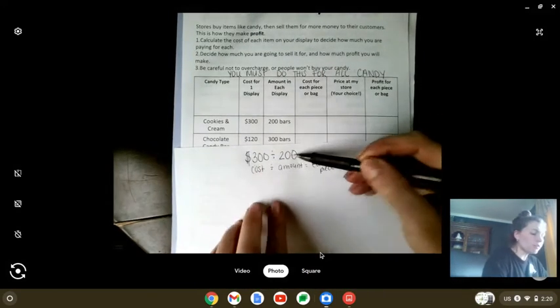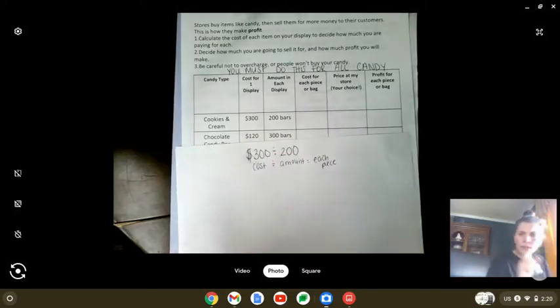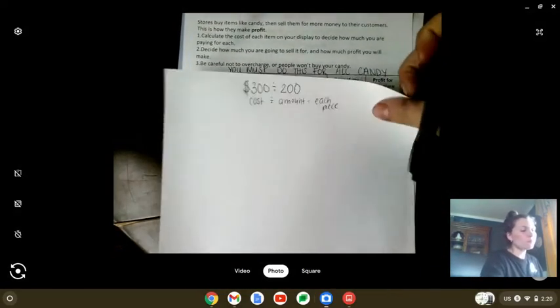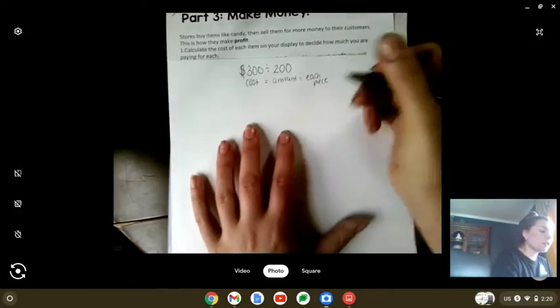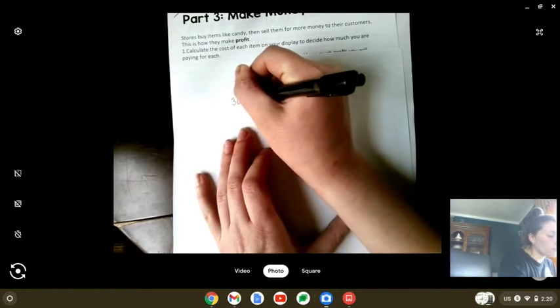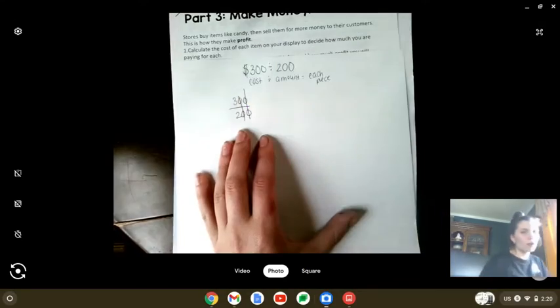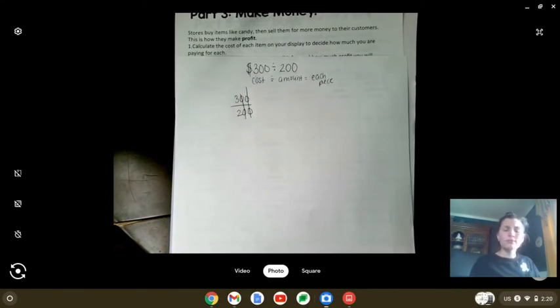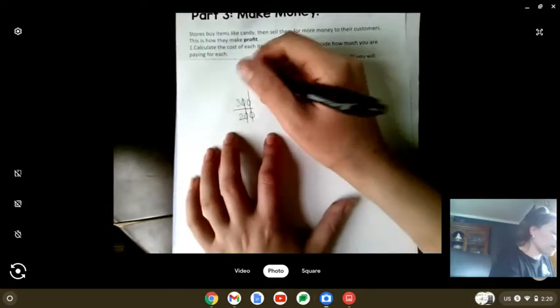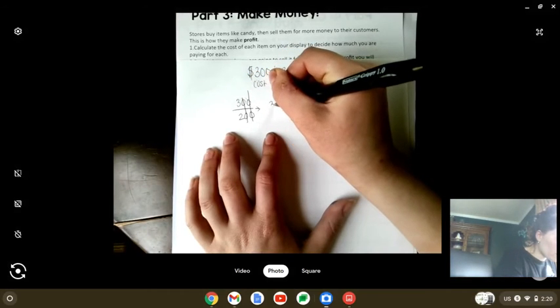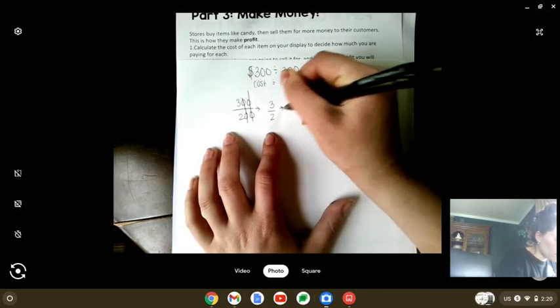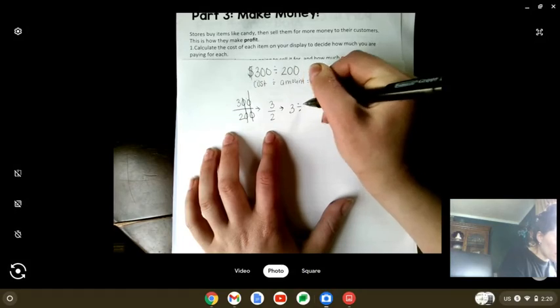So we have 300 divided by 200. I want to get rid of some of these zeros. And to do that, I'm going to turn it into a fraction. So 300 over 200. And I can just bang, bang, cross those zeros out. Now we have 3 over 2, or 3 divided by 2.